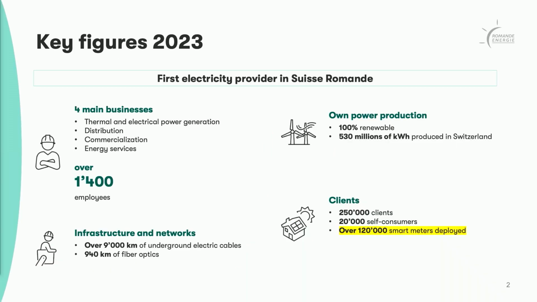I will give a few key figures about Romand Energy. We are a DSO, but we are also in other businesses. We have thermal and electrical power generation, and last year we generated roughly half a terawatt of renewable energy in Switzerland. We are the first electricity provider in the French part of Switzerland with 250,000 clients, and for half of those clients, we have a smart meter installed. We'll see that this information is important for the rest of the discussion.